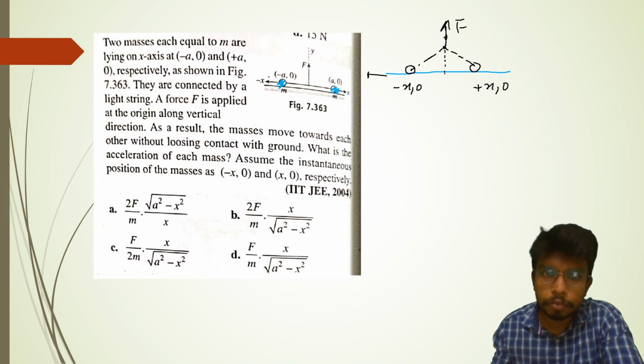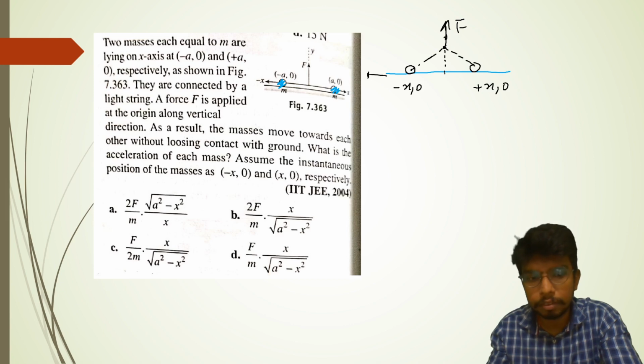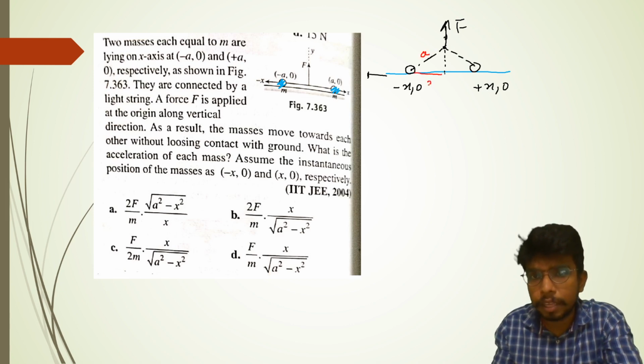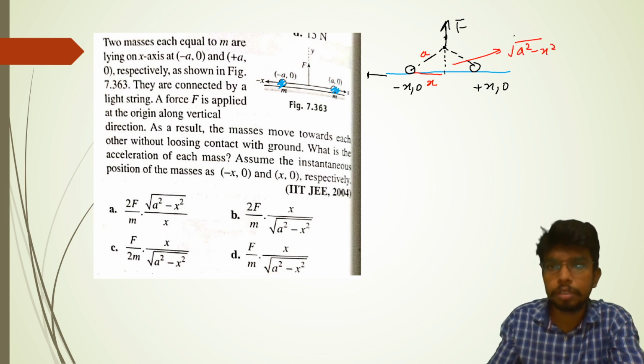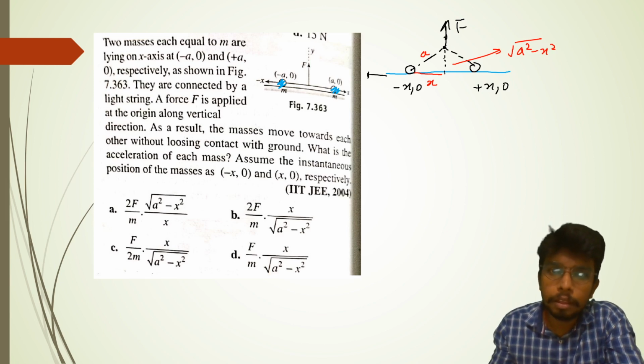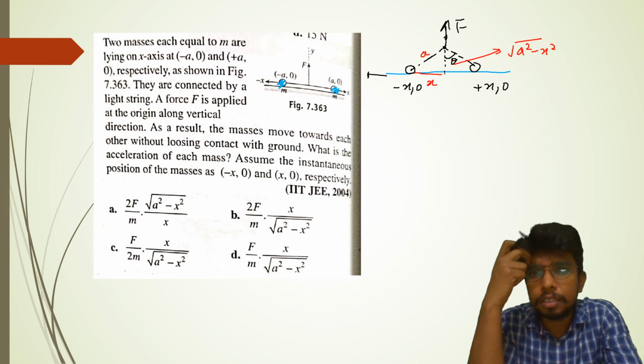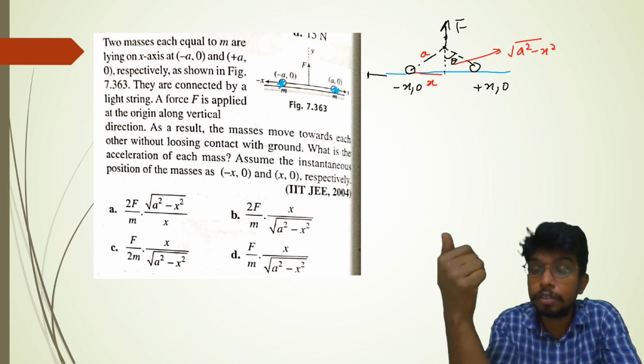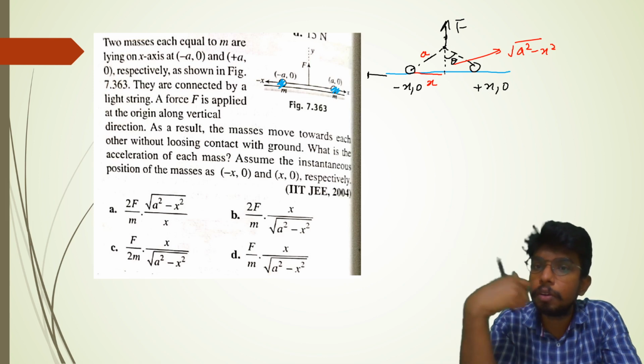The length of the string, because right now it is 2a, so effectively this length of the string is nothing but a only. This is a, and this is x, so this is going to be root over a square minus x square. We'll see how we're going to use that. Let's assume this angle to be some theta, and we need to find the acceleration. So for that we first need to find the force on the particular object.